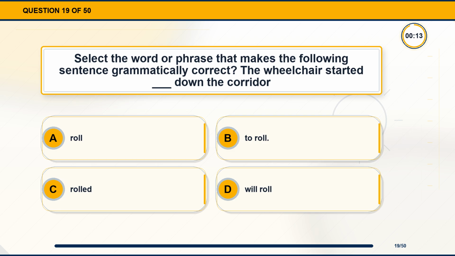Question 19. Select the word or phrase that makes the following sentence grammatically correct. The wheelchair started blank down the corridor. Option A, roll. Option B, to roll. Option C, rolled. Option D, will roll.